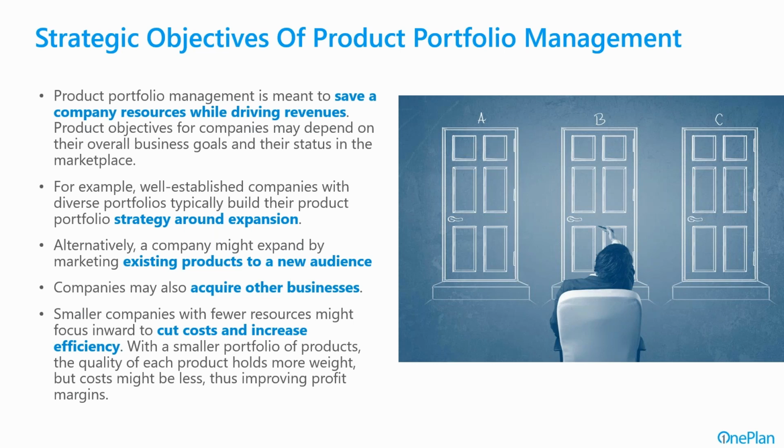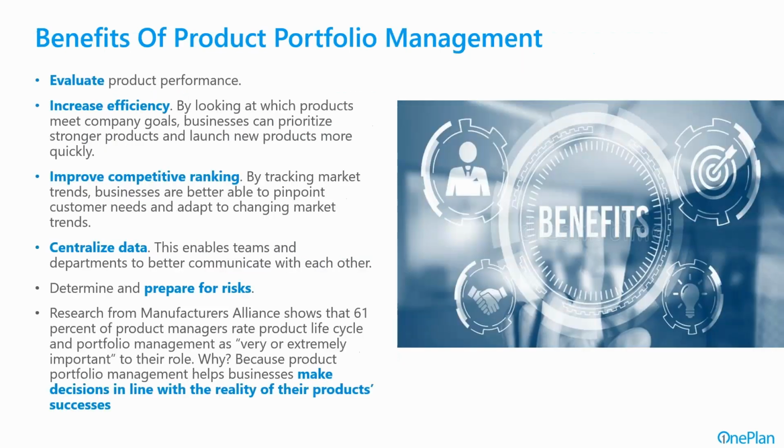While a very small company who's emerging with fewer resources might focus inwardly to cut costs and increase efficiency. And with a smaller portfolio of products, each product holds more weight, but by focusing more, it might cost us less and improve profit margins for where we are today as we try to grow into that larger company.